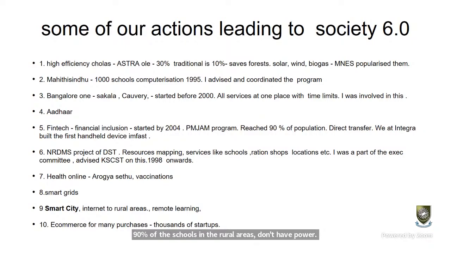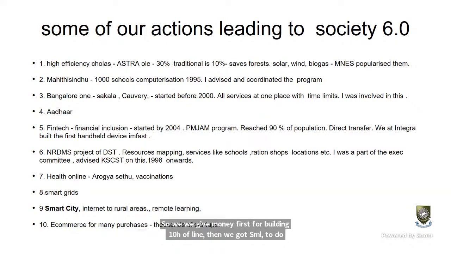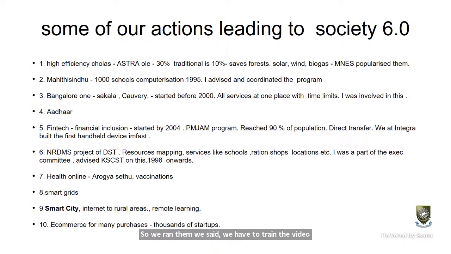So we gave money first for building, then power supply. Then we got BSNL to do the connections. Then we said we have to train the people, so we trained the teachers. Then we asked, is the program going all right? We did a quality inspection. We put 20 engineering colleges, something like 300 faculty, around inspecting these schools. That's a very massive activity which we did, which was quite a success.